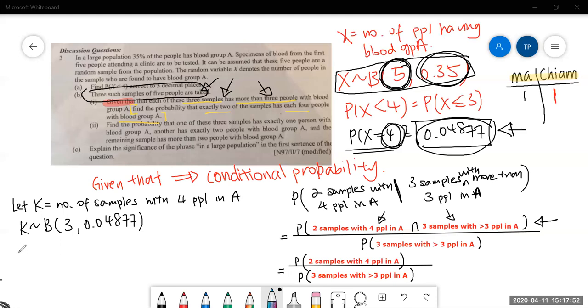Then from here, we want to find the probability of K equals to what? Two. Two, correct. Then you can use your GDC. Jimmy, can you calculate for me? Same thing with binom PDF because of the equal sign.